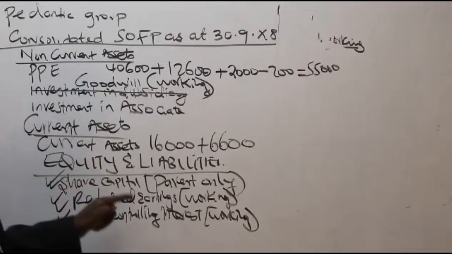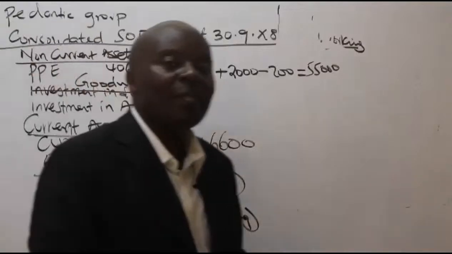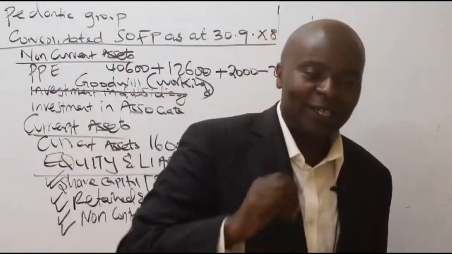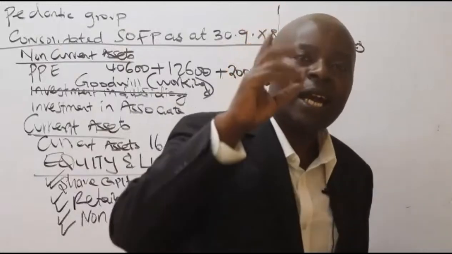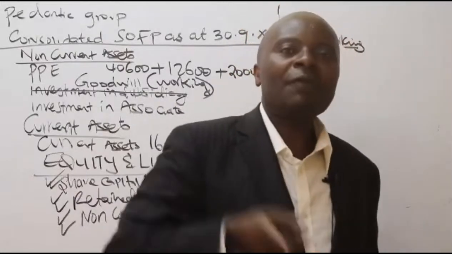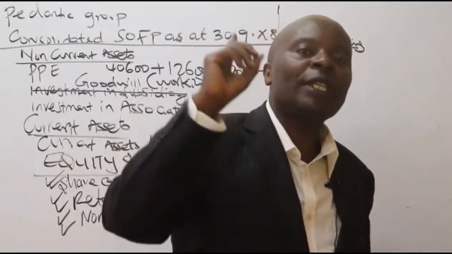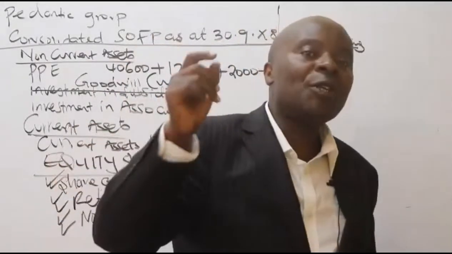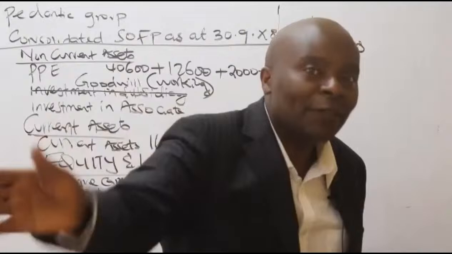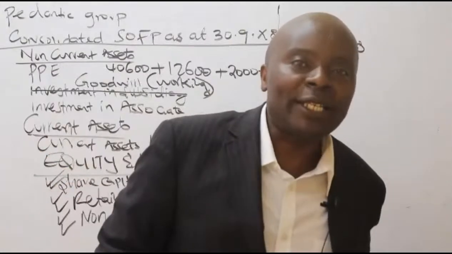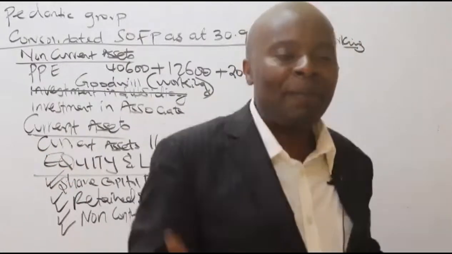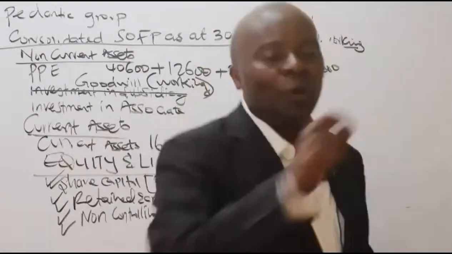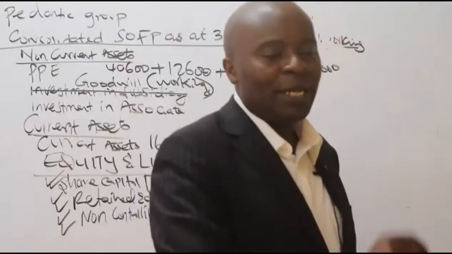Why is this NCI an equity component? Remember, these people have given you money, which is not a loan. They will never come to demand their money back. If they want their money back, they have to go to the secondary market, like the Nairobi Stock Exchange, and sell their shares to a third party. But the money that they gave to us in the form of share capital is a permanent source of capital. And if it's a permanent source of capital, it shall always be under equity.